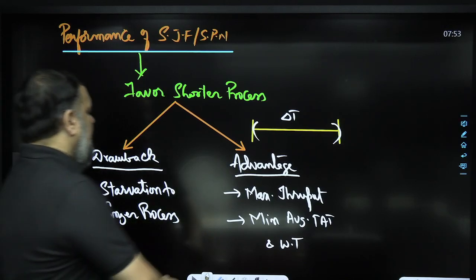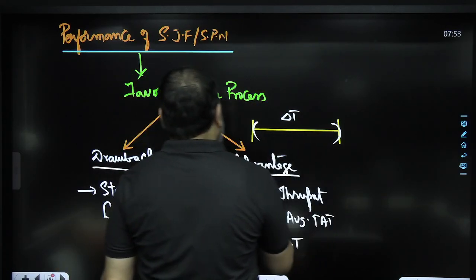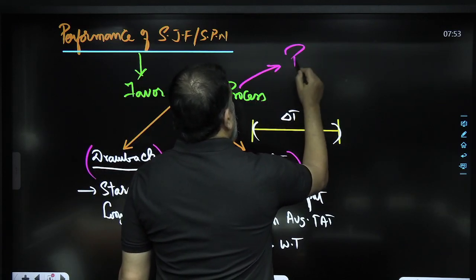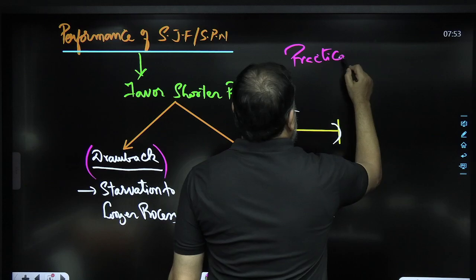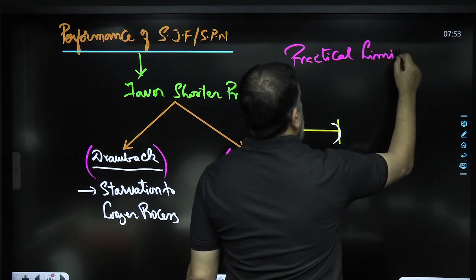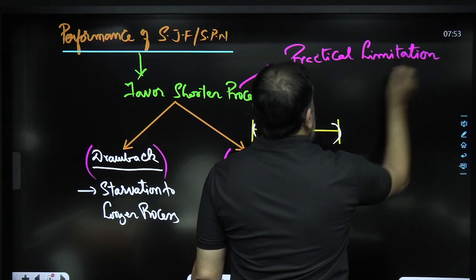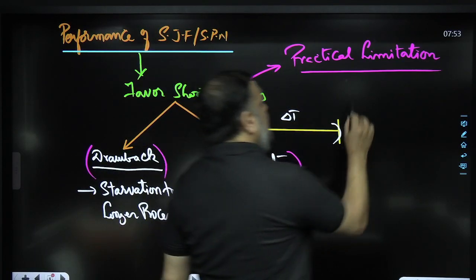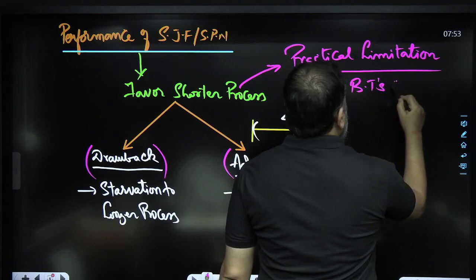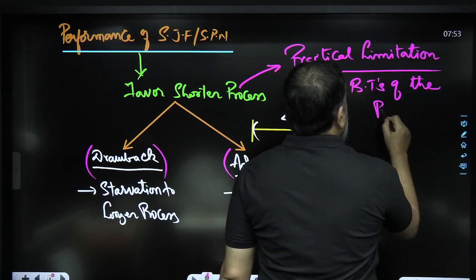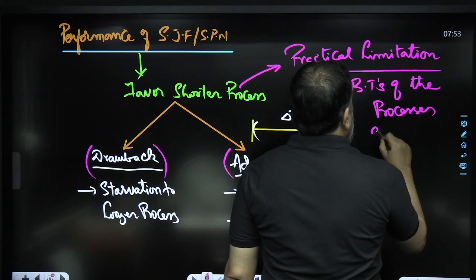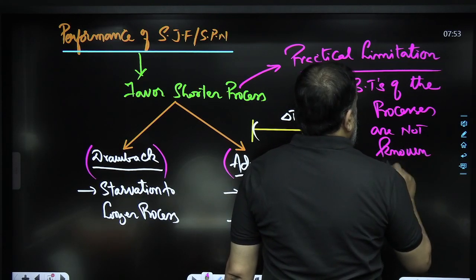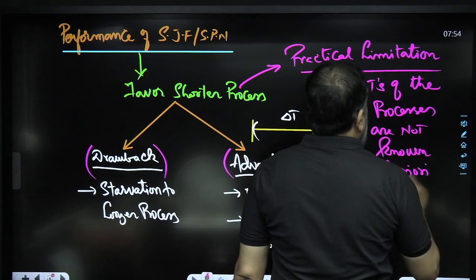But boys and girls, at the outset, before we talk about the advantage and drawback, we say shortest job first has a practical limitation. What is the limitation of shortest job first? The practical limitation is: how can we know the burst times? The next CPU burst times of the processes are not known a priori. A priori means beforehand.